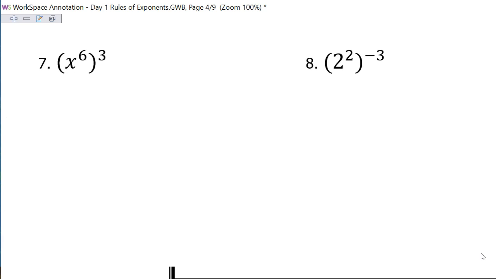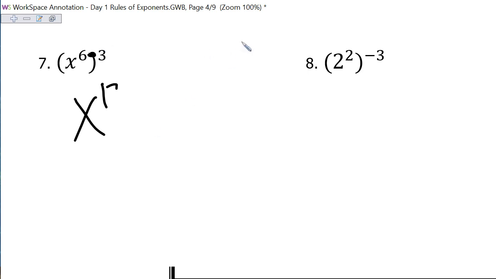Okay, next one, number 7. What is this called? Power to a power. So if it's power to a power, what do I do with these exponents? Multiply. So what is 6 times 3? 18. So the answer is x to the 18th power.